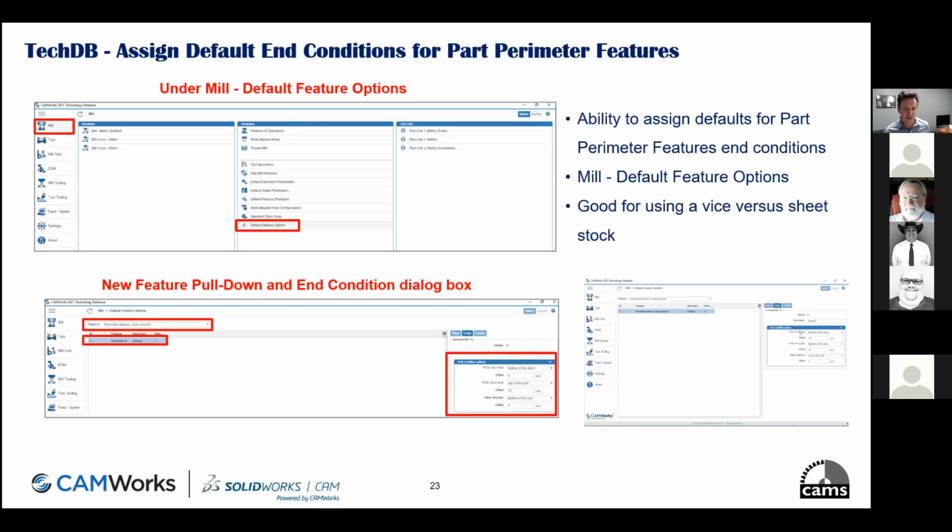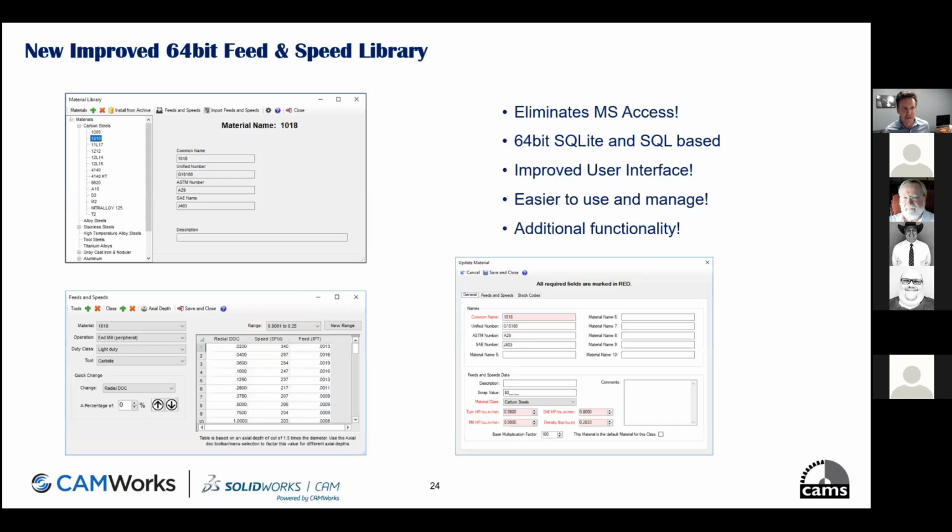So thank you. Something else that's new and changed and improved is the feeds and speeds library. As you guys know, we used to have the 32-bit feeds and speeds, and we required Microsoft Access to run the feeds and speeds library. That's now all been changed to 64-bit SQLite and SQL, so SQL database. So it's got a new and improved user interface. It's going to be easier to use and manage. There's additional functionality. And Brian, I know that was always a big support issue for you guys as well.